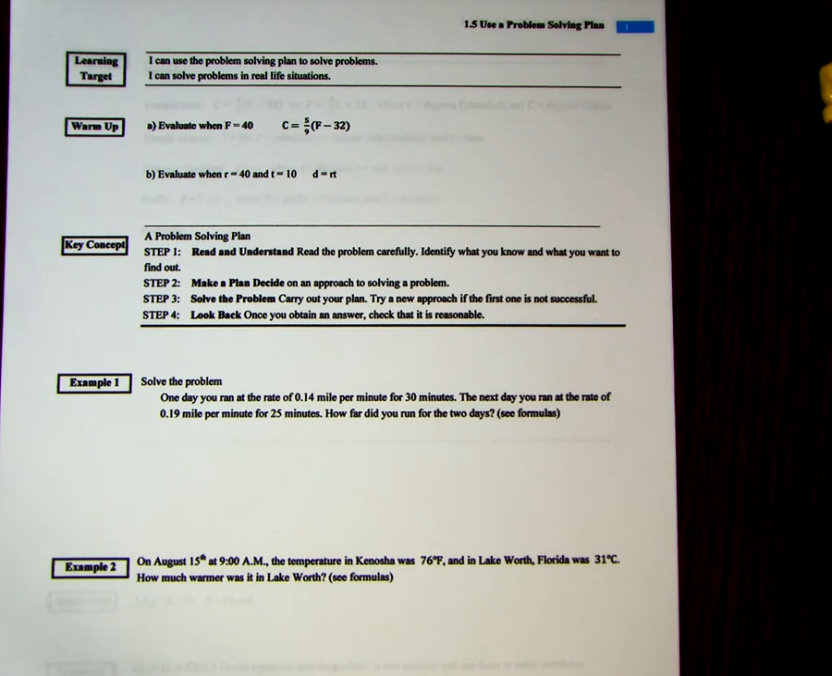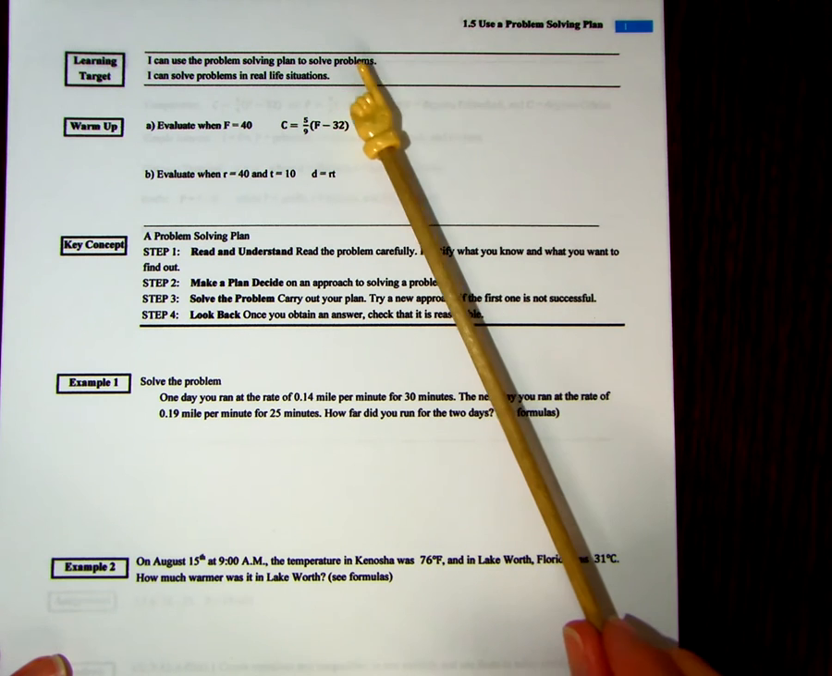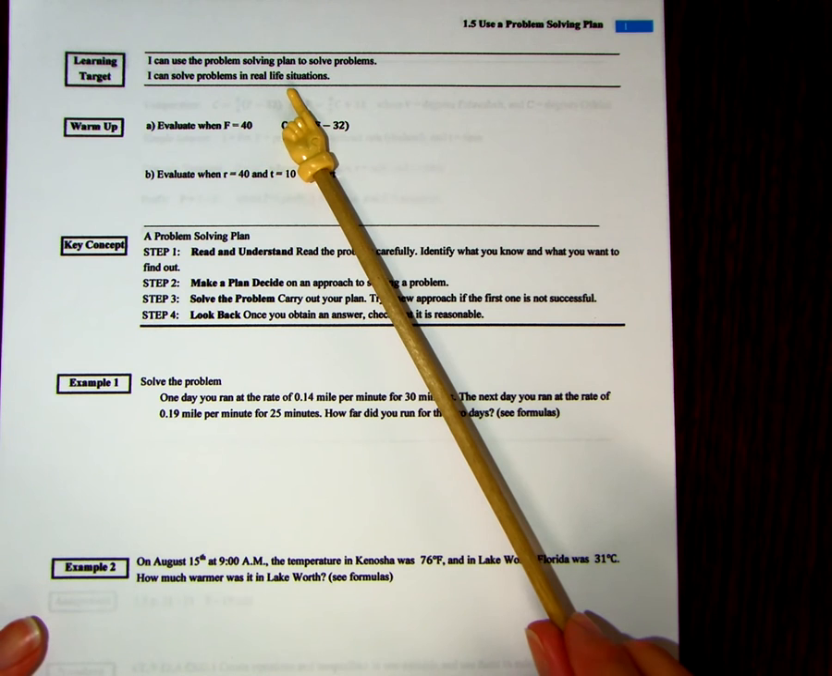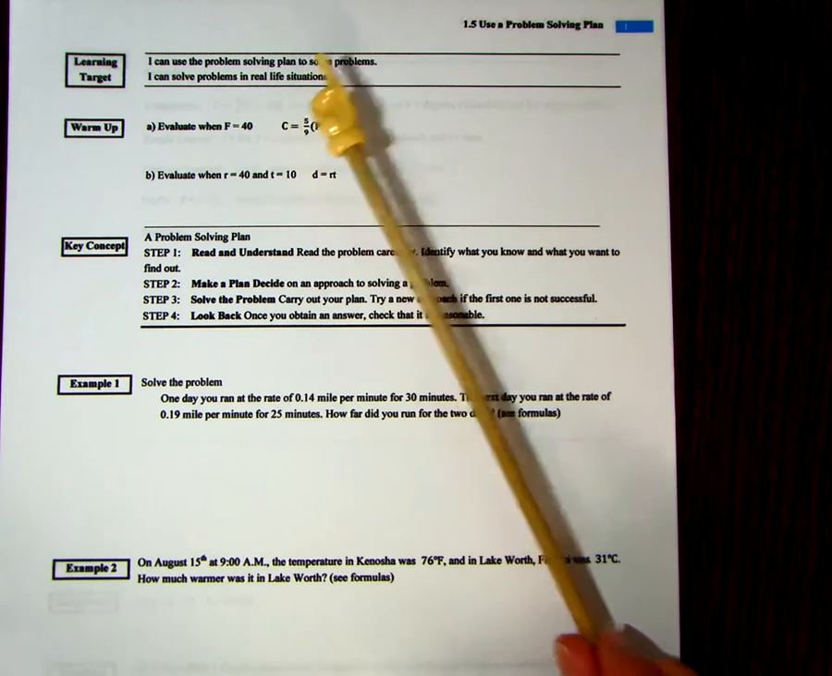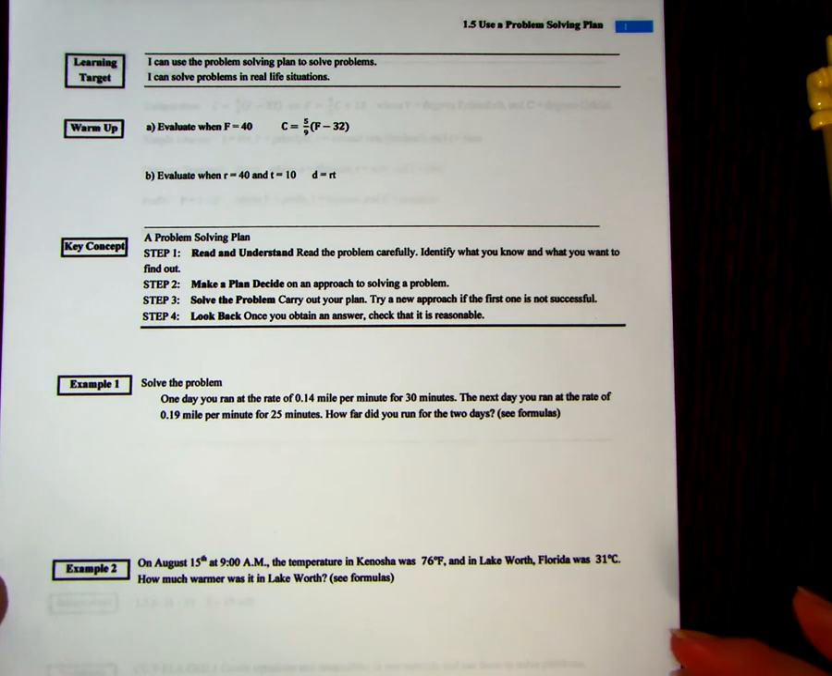Okay, algebra. Welcome to section 1.5. Use the problem-solving plan. My learning target: I can use the problem-solving plan to solve problems, and I can solve problems in real-life situations. This is the most useful section you could ever study. However, students don't tend to like this one very much. Bear with me. I know you can do it. Don't tell me you can't read this. You can. Okay, do your best.